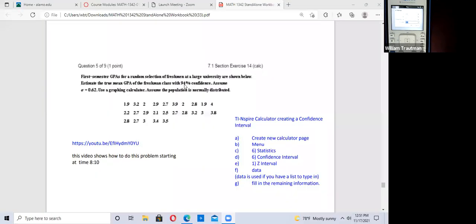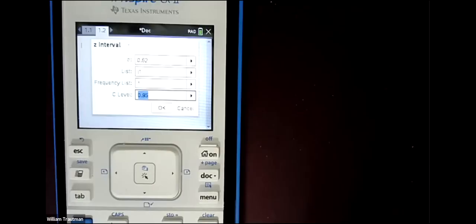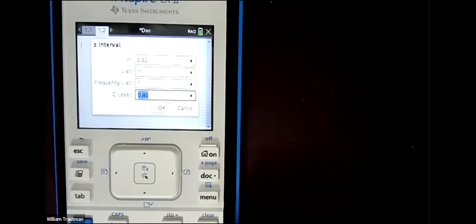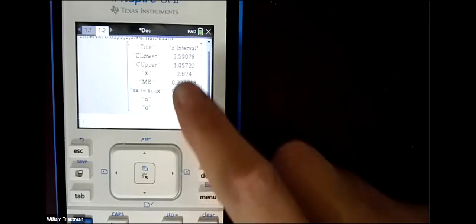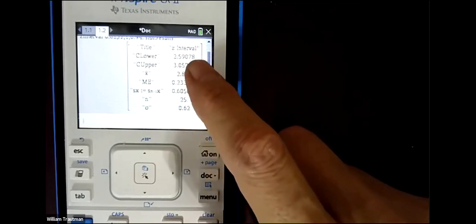Confidence level, I don't remember what they wanted us to do. Confidence level, I'm going to look right now. Confidence level is 94%. So I'm going to type in 0.94 and hit OK. And there's my confidence interval, lower and upper level. So let me write that down.